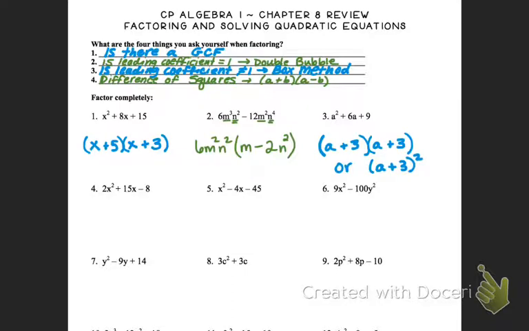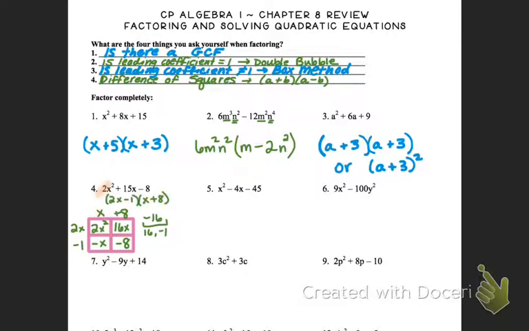Number 4, there is no GCF. The leading coefficient is not 1, it's 2, so we have to use the box method. First term in the top left, last term in the bottom right, multiply the two together to get the magic number. What multiplies to negative 16 and adds to positive 15? That's going to be 16 and negative 1. Go ahead and put those in. Factor out to the left and factor up to the top. Final answer, 2x minus 1 and x plus 8.